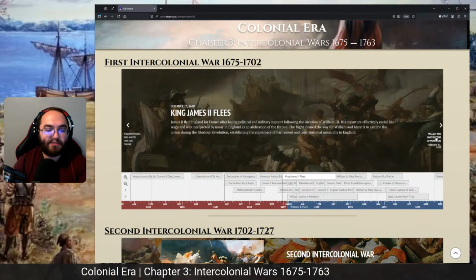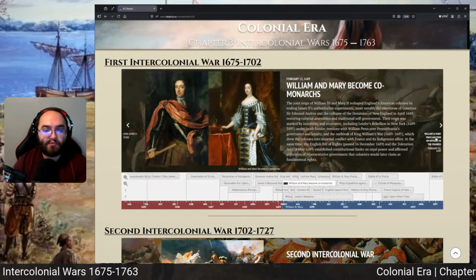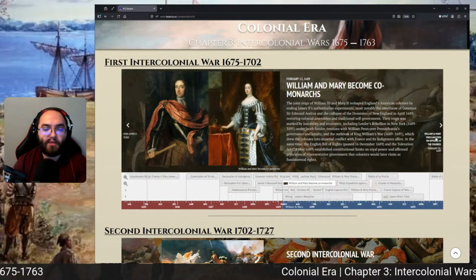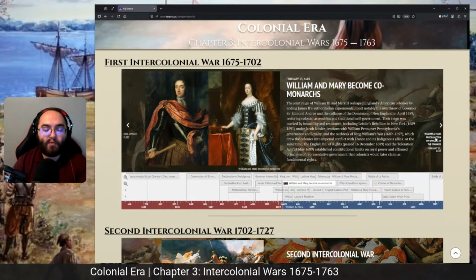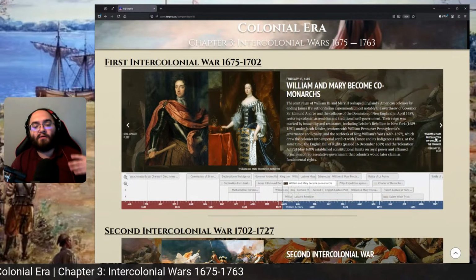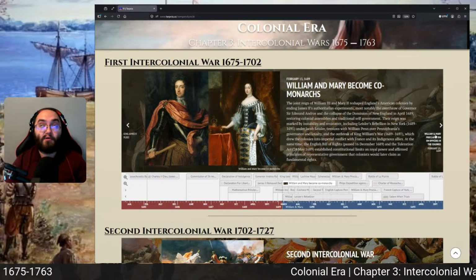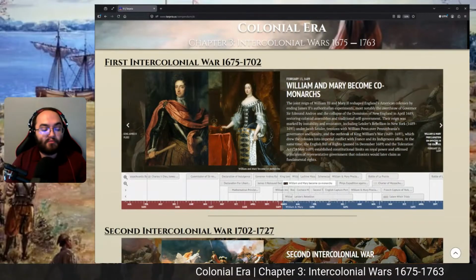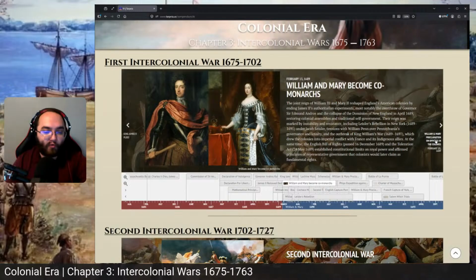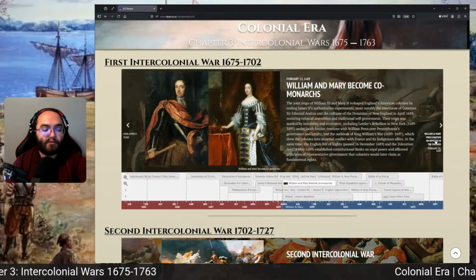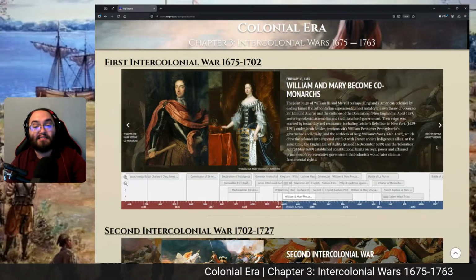James II flees England in December of 1688, and at the start of 1689, William and Mary become co-monarchs, and they will have to deal with the aftermath or the conflict of a number of colonies revolting against the authority of the king and parliament, mostly over the Dominion of New England, and also fighting the French and their native allies at the same time.